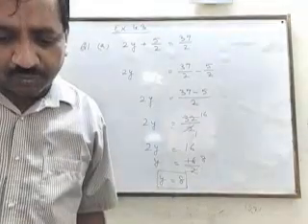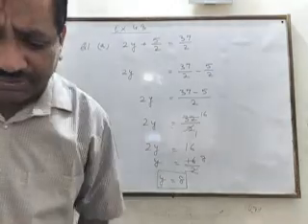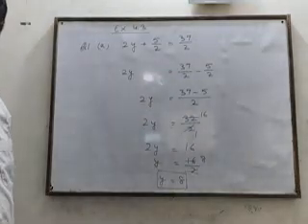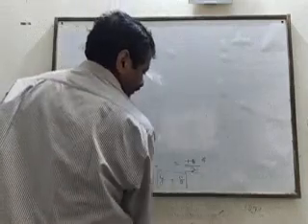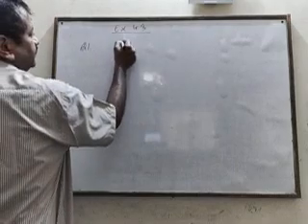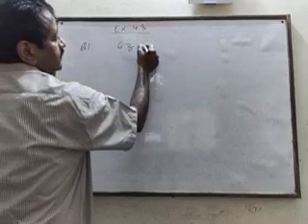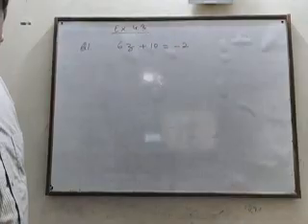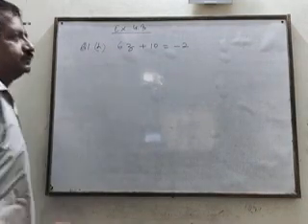So similarly, you will do all the parts of this question. Take one more part, that is the h part. 6z plus 10 is equal to minus 2. Now 6z plus 10 is equal to minus 2. This is the h part, question number 1, h part.